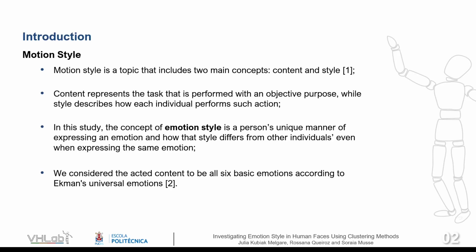In order to do that, we first consider the topic of motion style. It includes two main concepts, content and style. The first represents a task that is performed with an objective purpose, while the latter describes how each individual performs such action. Thus, in our study, we consider the acted content to be the 6 basic human emotions, as defined by Paul Ekman, which are happiness, sadness, anger, fear, surprise, and disgust. And the style we consider to be the variations found when different individuals express the same emotion.